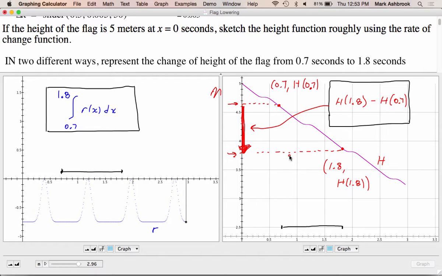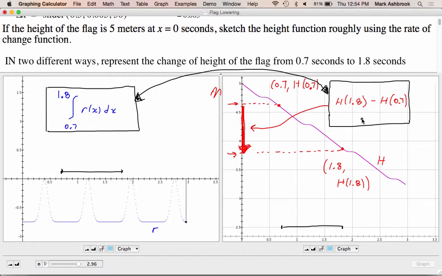Okay, any questions on that? All right, so look. What I put in the boxes, both are the same thing, right? Both of these expressions are the change in height from 0.7 to 1.8 seconds. Therefore, what can we say? They're equal. So there are two different ways to calculate total change, and we can set them equal. One way is by summing up lots of little bits of change using the rate. The other way is just take the final value of the quantity minus the initial value of the quantity.